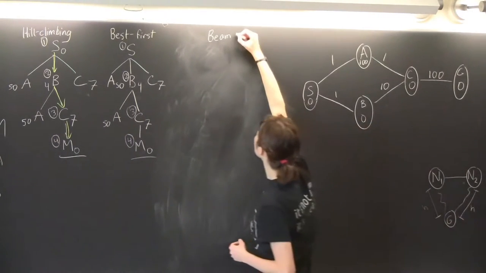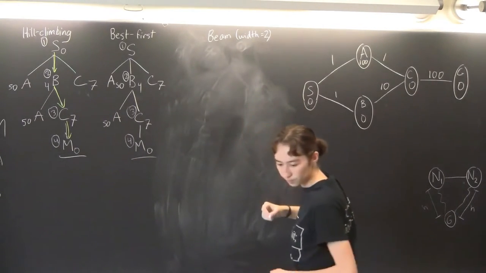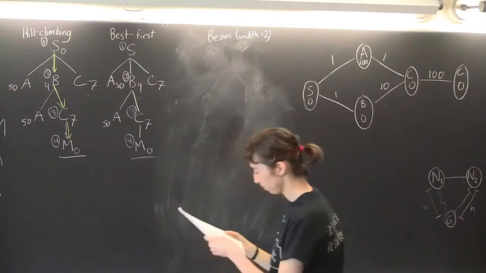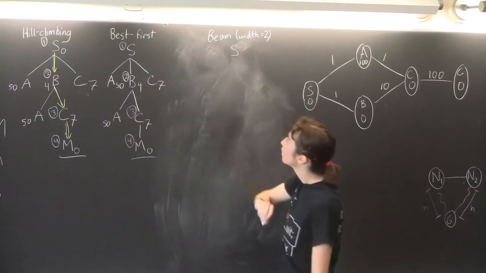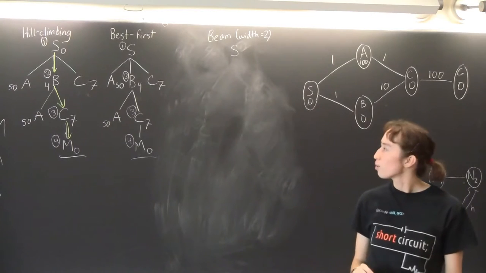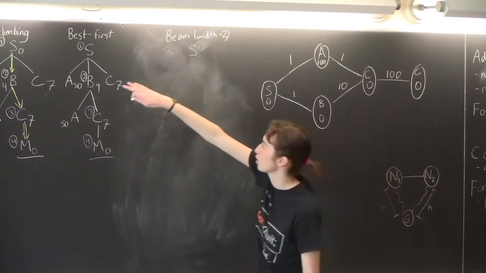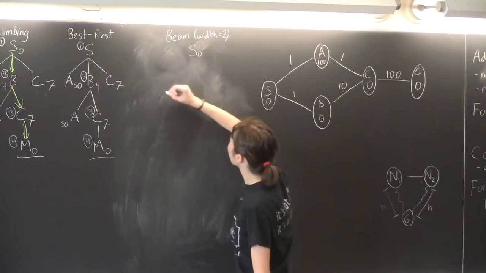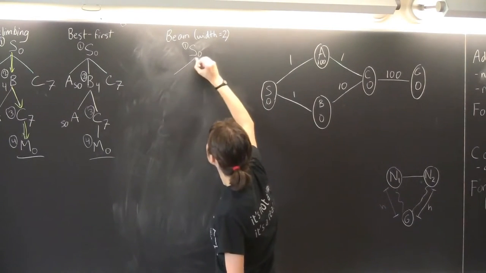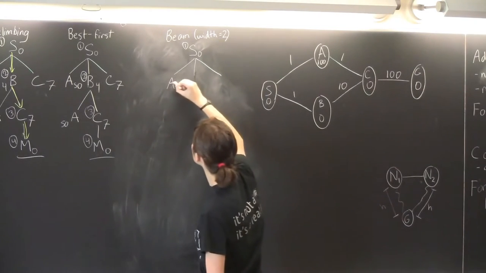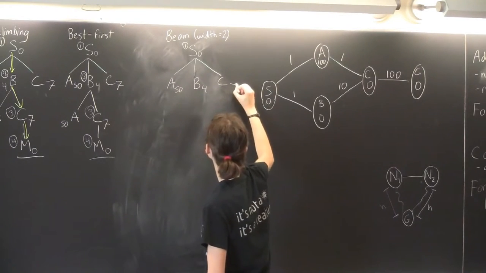Beam search with a width of 2. So we're going to start with S. Does beam use a heuristic or a path length or both? Heuristic. It's in the same category as hill climbing and best first. So we're just going to keep track of the heuristic values. And we'll extend S because that's the only thing to do. And we get A, B, and C with their heuristic values 50, 4, and 7.